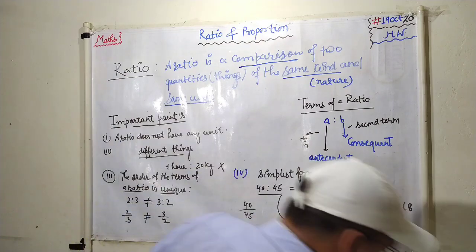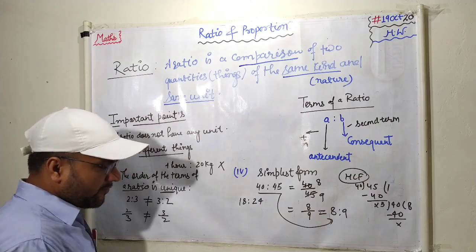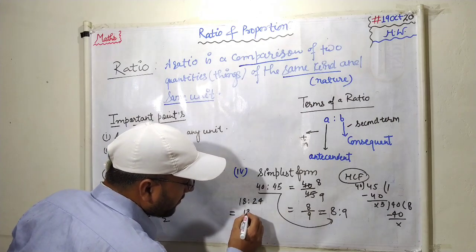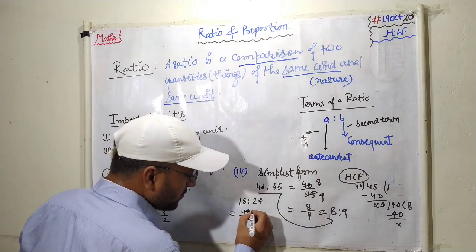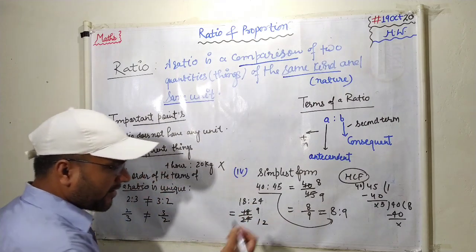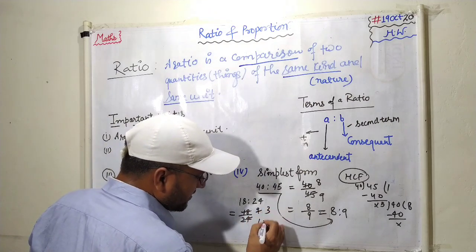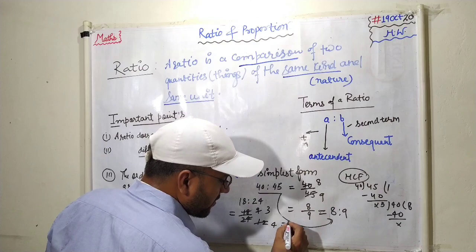I will show you one more example, students. 18:24. Write this one in the form of a fraction, 18 upon 24. It is cancelled out by 2. 2 9s are 18, 2 12s are 24. Again it is cancelled out by 3. 3 3s are 9, 3 4s are 12. You will get 3:4.